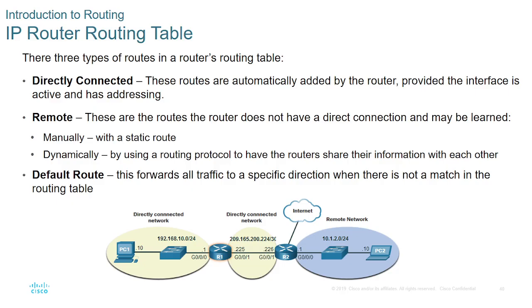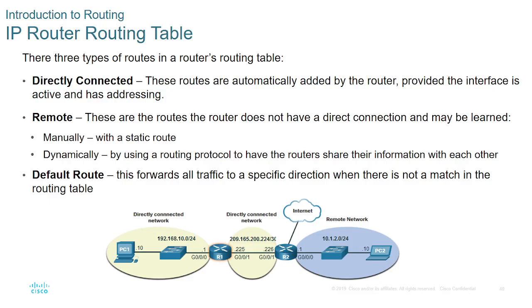An administrator may manually configure a static route and place it in the router's routing table, or a route may have been learned by what they call a routing protocol. Routers are able to learn about each other using routing protocols, or administrators can manually put the routes there.